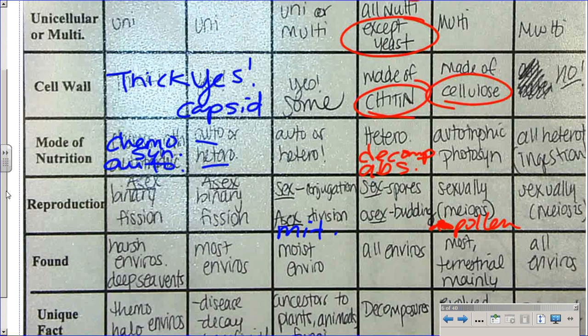Okay. Last category, animals. No, of course they don't have a cell wall. We're not stiff as a board. Okay, we're not sticking around like this. We know that we are heterotrophic by ingestion. We consume. We do not decompose and absorb.